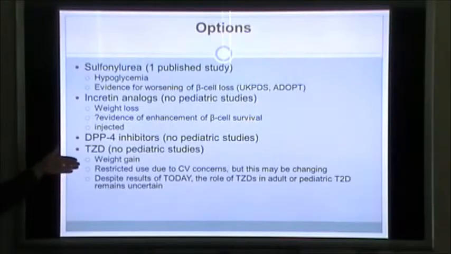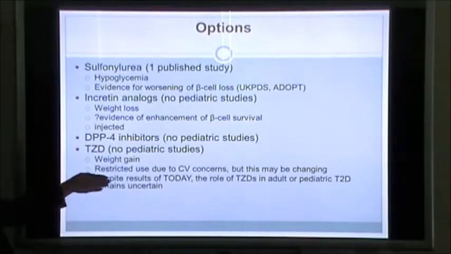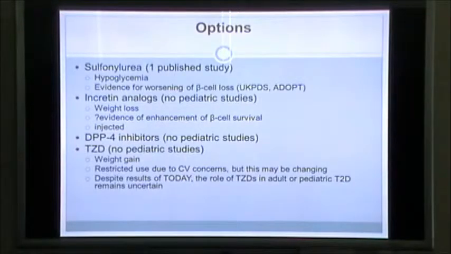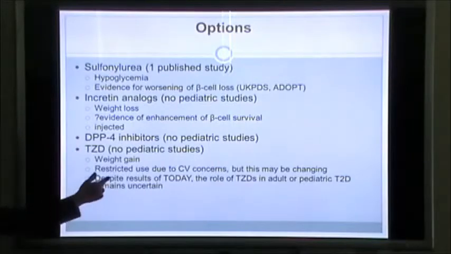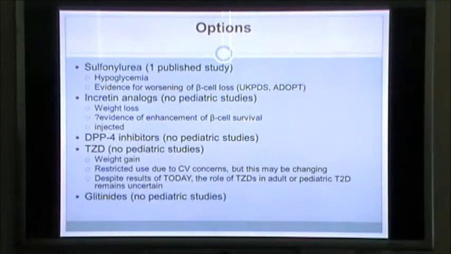However, as the clinicians will know, the use of rosiglitazone has been restricted due to cardiovascular concerns. Although this has now been reanalyzed and may not be true, it's probably too late. And the TZDs are probably dead, even if it was unfair in the first place. There's another group of drugs called glinides, which are glucose-dependent sulfonylurea-like drugs. No pediatric studies. Acarbose, no pediatric studies.